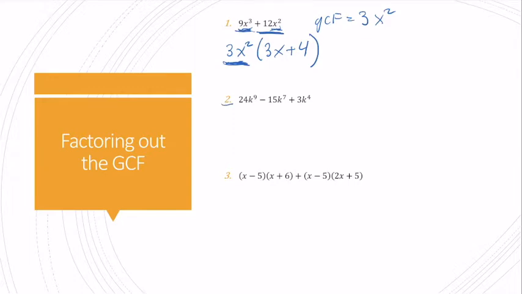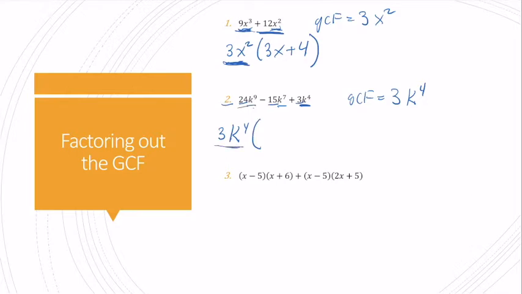Next, I look at problem 2. We have 24k to the 9th, negative 15k to the 7th, and 3k to the 4th. The greatest common factor of 24, 15, and 3 is going to be 3. If I have k to the 9th, k to the 7th, and k to the 4th, we take k to the least degree. That would be k to the 4th. Now I'm going to pull out a factor of 3k to the 4th.